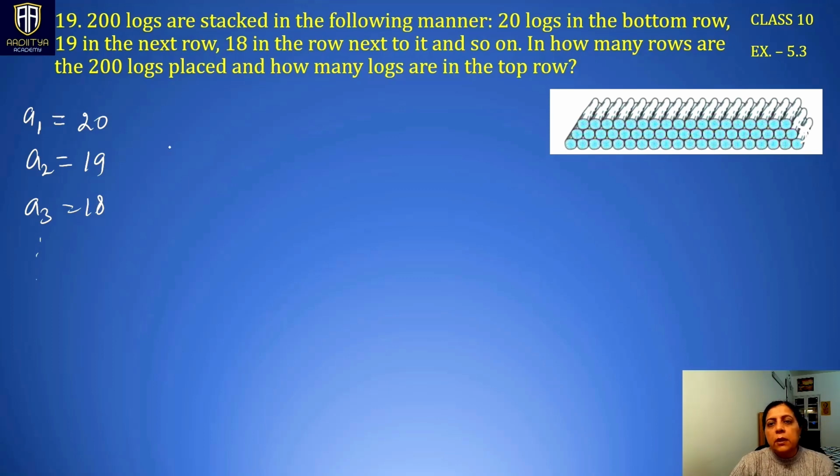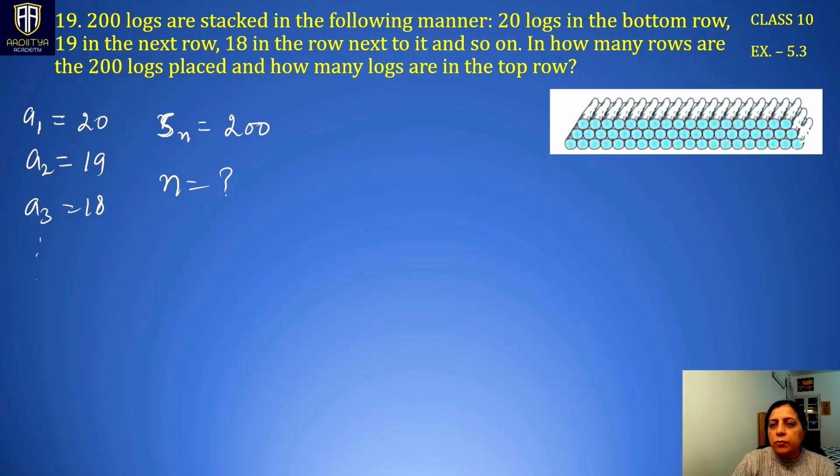Now he says, in how many rows are the 200 logs placed? That means in total we have 200 logs with us and we have to arrange them in this stacked manner. So Sn is the total number of logs. I'm not talking about An here. An is the number of rows. Here the total number of logs that we have to arrange in this stacked manner is 200. We have to find n, in how many rows?